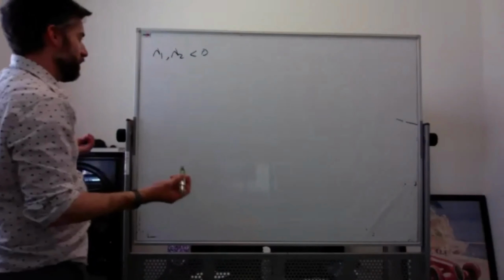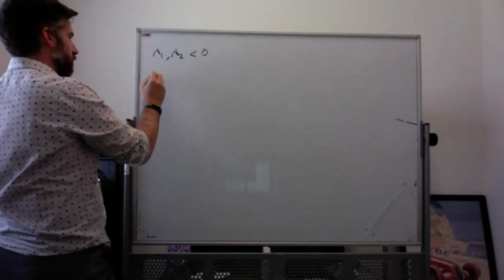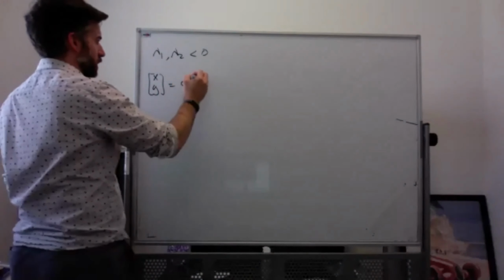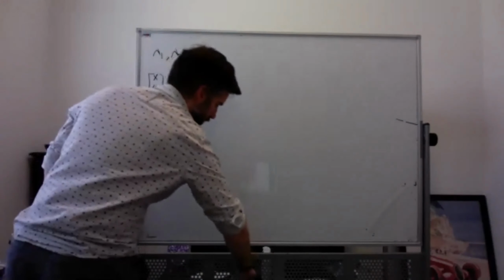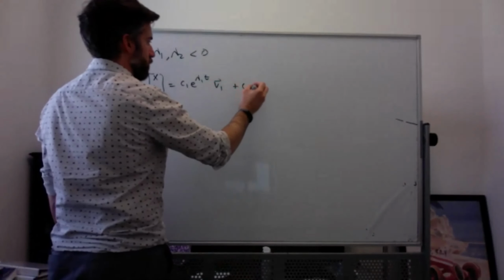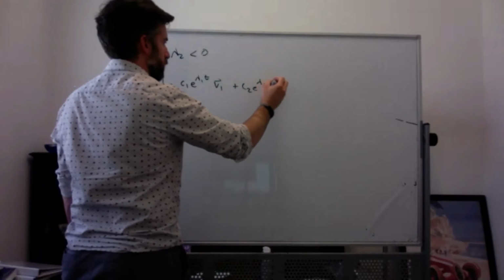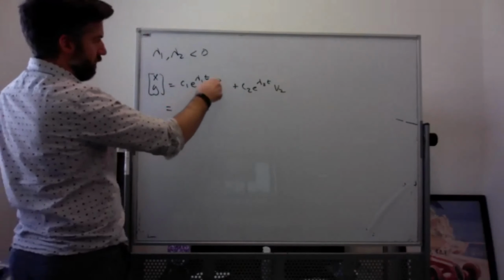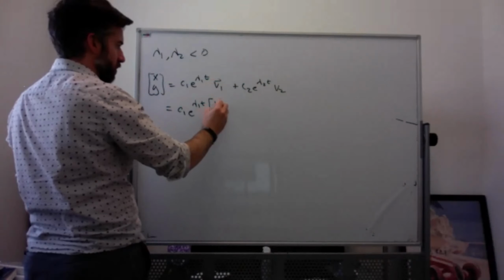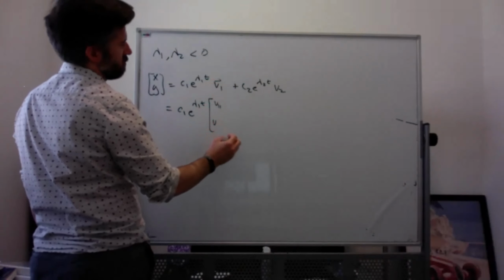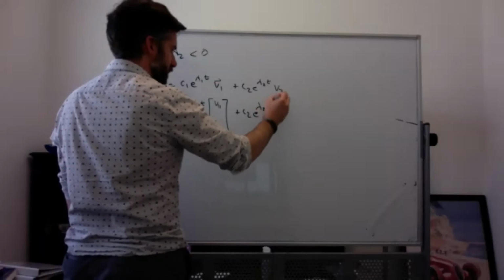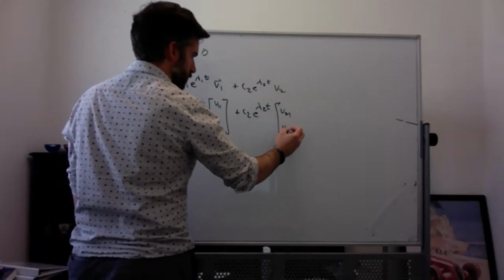And so if lambda 1 and lambda 2 are both negative, then our solutions still look like (x, y) equals c1 e to the lambda 1 t v1 plus c2 e to the lambda 2 t v2, which if I write this way, I think of v1 as v11 and v12, and v2 as v21 and v22.